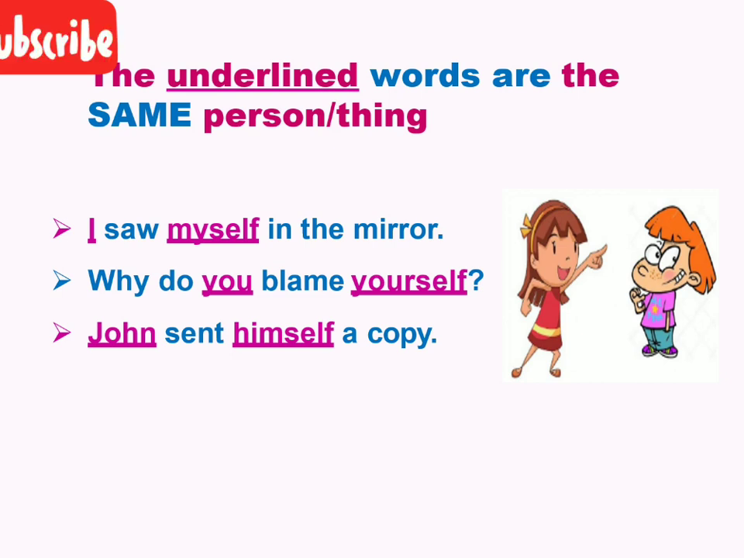Why do you blame yourself? Now, you is the second person, so I am referring again to the second person in the same sentence. So I have used the reflexive pronoun yourself. John sent himself a copy. Now I am talking about the third person, any other person, and I want to refer to that particular third person again in my sentence. So I have used the reflexive pronoun himself in the sentence.